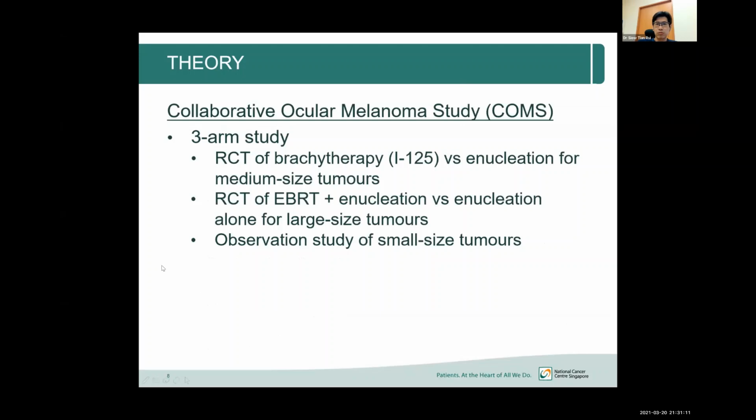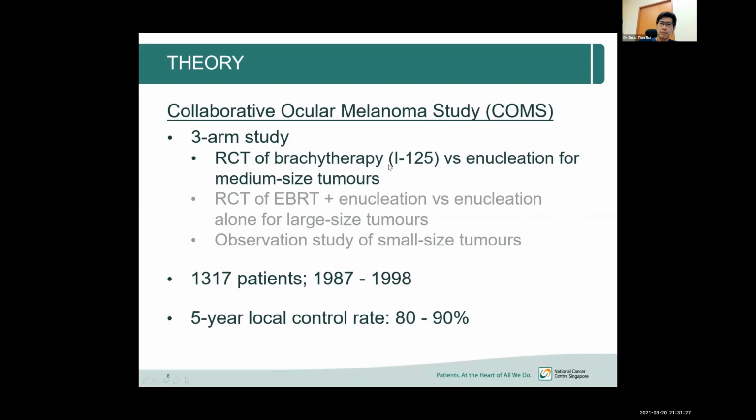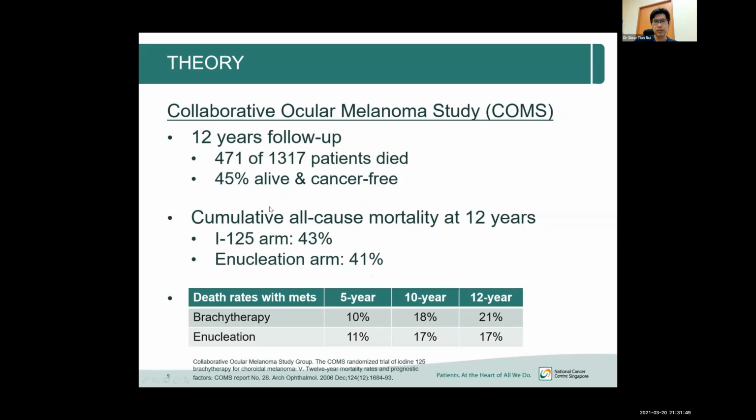This was mentioned before. A lot of the evidence that we have comes from the COMS study, which was a very well-designed three-arm study looking at small, medium, and large tumors, so to speak. Our interest is in the RCT of iodine-125 plug brachytherapy versus enucleation for medium-sized tumors, medium-sized tumors being anything that's probably more than 3 millimeters in height to about 10 millimeters in height. Large numbers, and as Gavin mentioned earlier, the long and short of it is the control rates and mortality rates are almost equivalent. And this really established the role of plug brachytherapy in management of ocular melanomas.